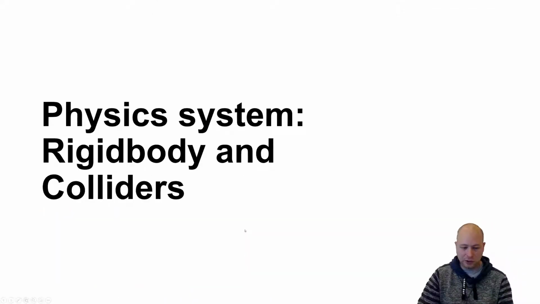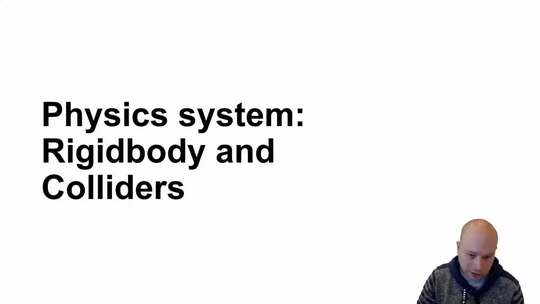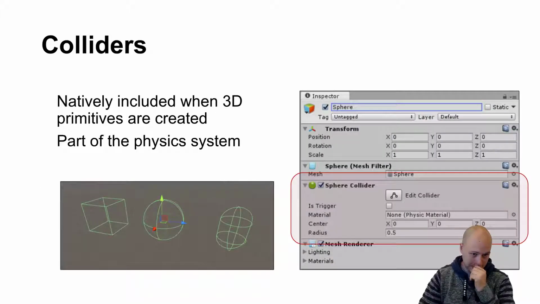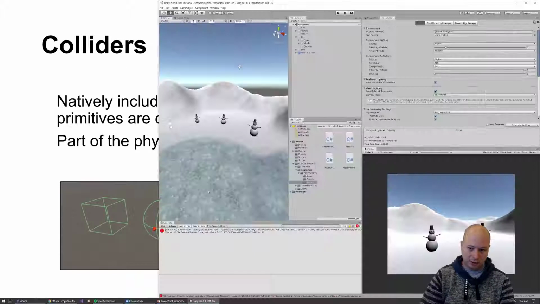So let's jump into a little bit of the physics system and talk about what rigid bodies are and how to assign objects colliders. So this will be cool. When you add a primitive, like we were doing to create the snowman out of 3D spheres, the primitives are automatically created with a collider. So let's go check that out.